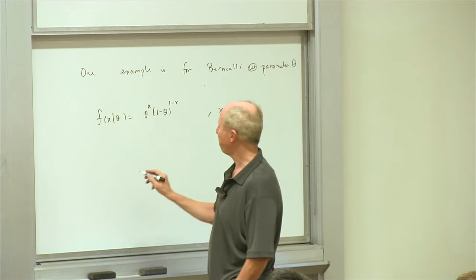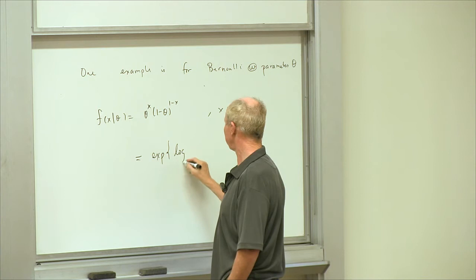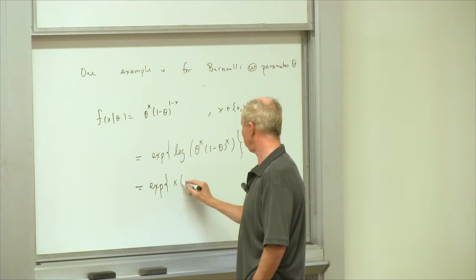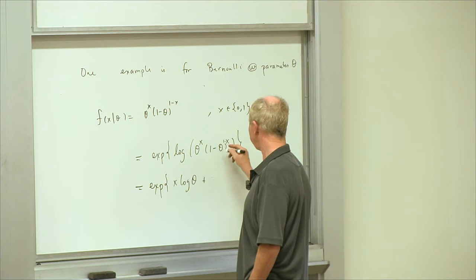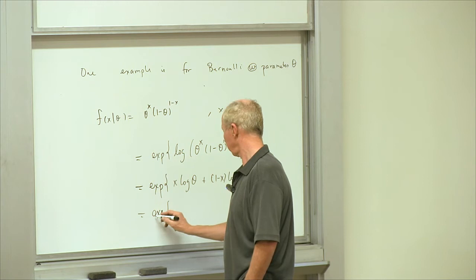Okay. Now, does it have that form? Well, that says exponential of something, right? So how do you convert this to an exponential? It's exponential of log of that. Oops, I'm sorry. This is 1 minus x here. Sorry, this is an exponential here.